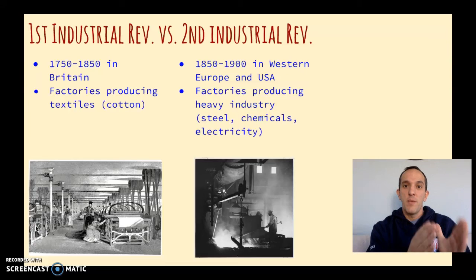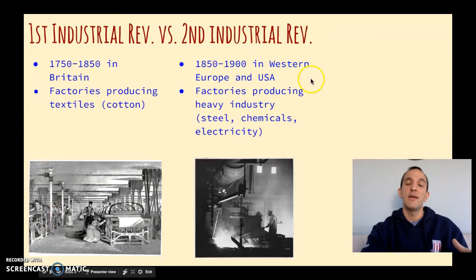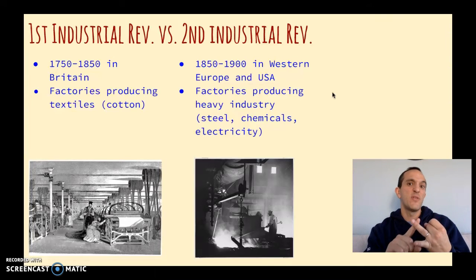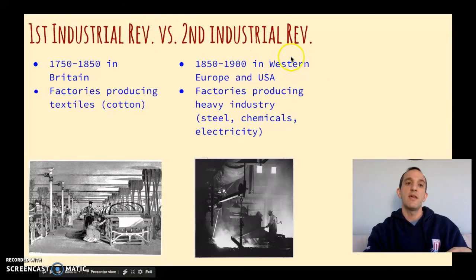That's the first half, primarily textile based. The second Industrial Revolution is going to spread. So we're going to see the spread into Western Europe and the United States. And it's going to be less about textiles and more about producing heavy industry, steel, the invention and production of different chemicals, also the production of electricity. So this heavy industry is really going to be the focus of the second half.